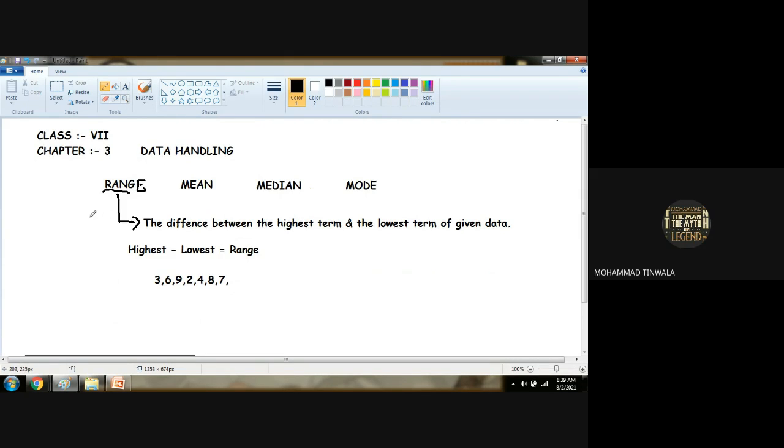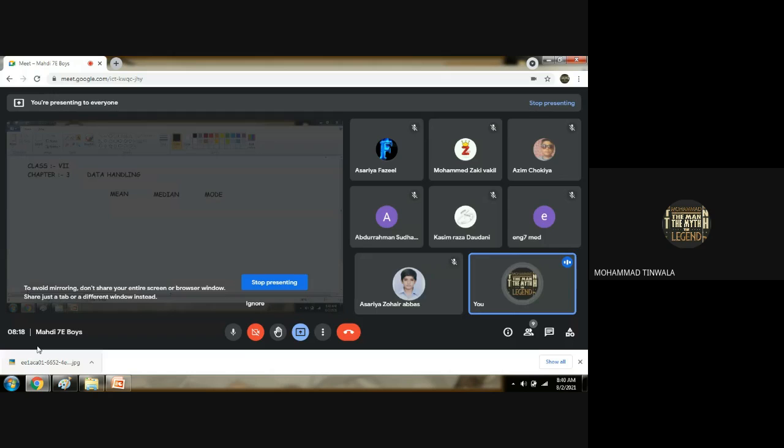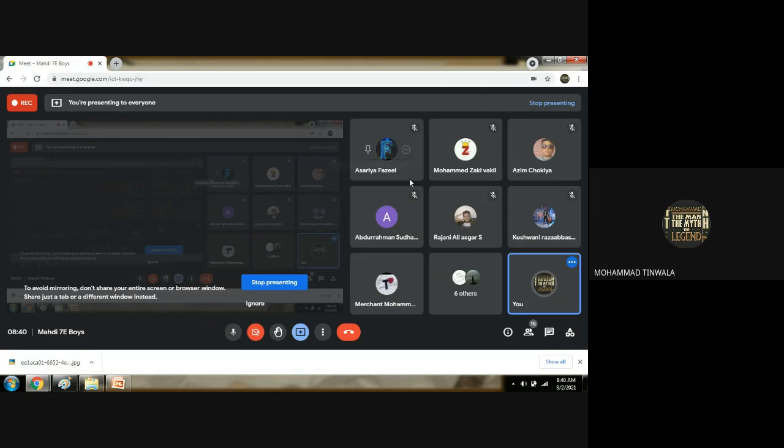Have you all got the content about range? Any doubt with this? Tell me, what do you mean by range? Can anyone tell me? Nobody from the class? Muhammad Zaki, Wakil Asaria, Muhammad Fazil Asaria, Zohair Abbas, Rajani Ali Asgar, Abdul Rahman.